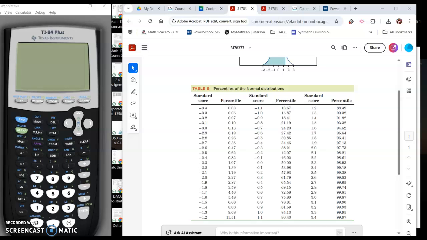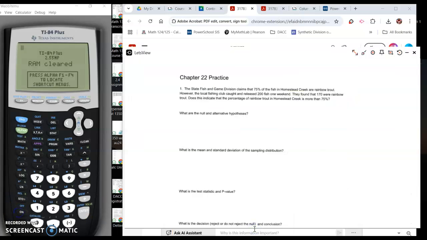Okay, we're going to look at our last kind of problems that we had, which were the significance testing problems. Again, for proportions and for means, and then we'll use the charts and we'll also use our calculators. So this first problem says the state Fish and Game Division claims that 75% of the fish in Homestead Creek are rainbow trout. So right away, I see the 75%, so I'm probably thinking this is about a proportion. Doesn't say average, doesn't say mean, it has a percentage. So probably a problem about a proportion, which will be important.